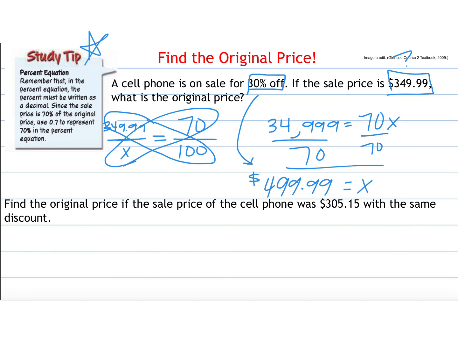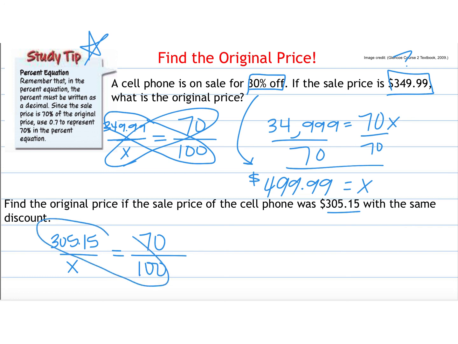Find the original price if the sale price of the cell phone is $305.15 with the same discount, so that 30% off again. I'm going to use percent proportion. If you prefer the equation, go for it. This again is our part, because that's our discounted price, and we are trying to figure out what the whole amount would be. If we have a 30% off discount, that means we are paying 70% of it. Let's multiply.